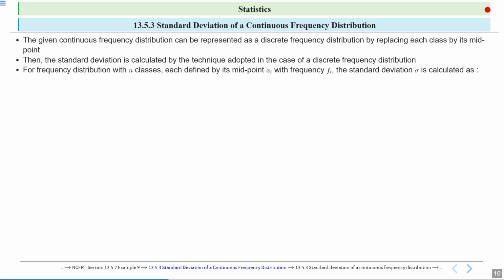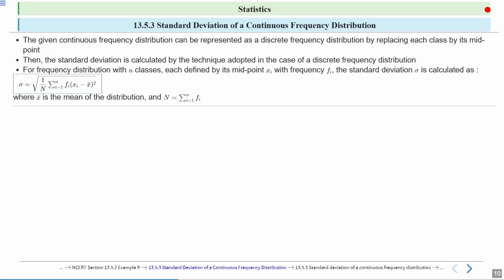Suppose we have n classes, each with a midpoint xi and frequency fi. The standard deviation, which we will call sigma, is calculated using the formula sigma equal to the square root of 1 divided by n times the sum of fi times xi minus x bar whole squared from i equal to 1 to n, where x bar is the mean of the distribution, which we calculate by taking the sum of all fi times xi divided by n, and n is simply the total frequency, or the sum of fi from i equal to 1 to n.